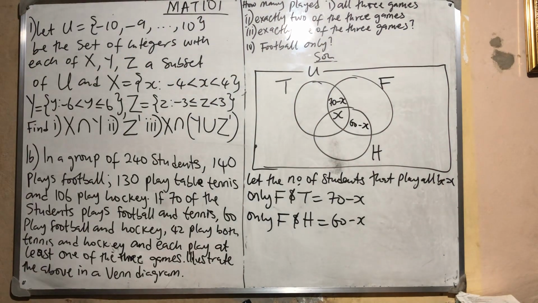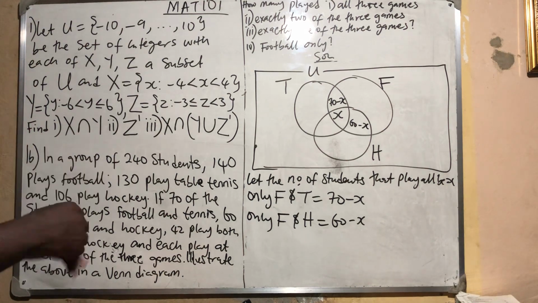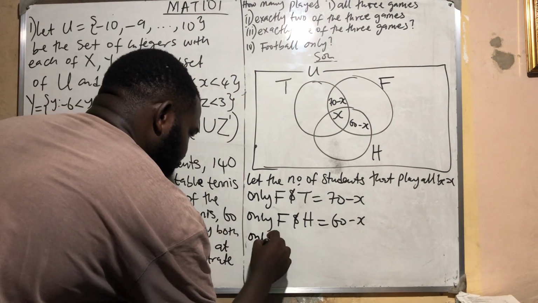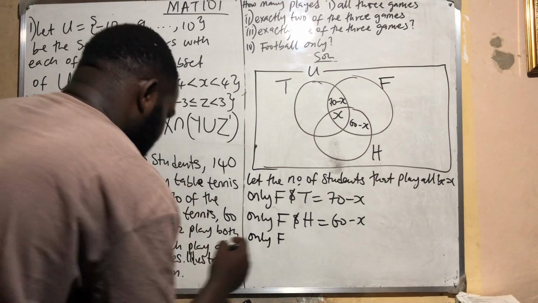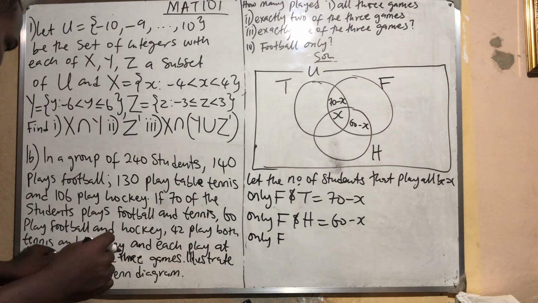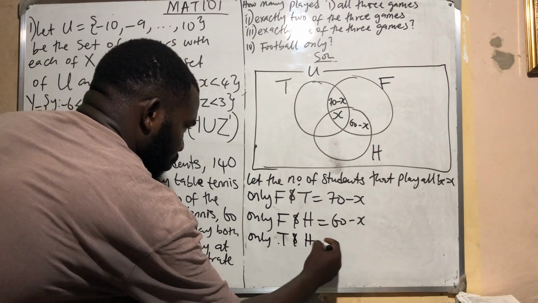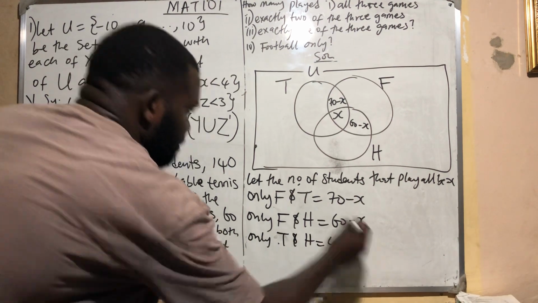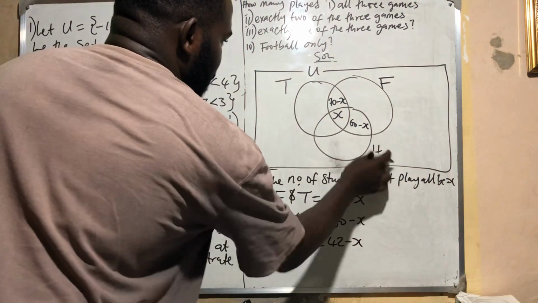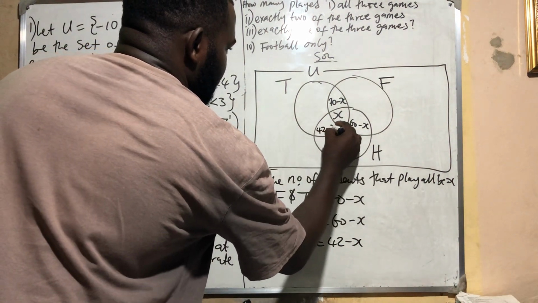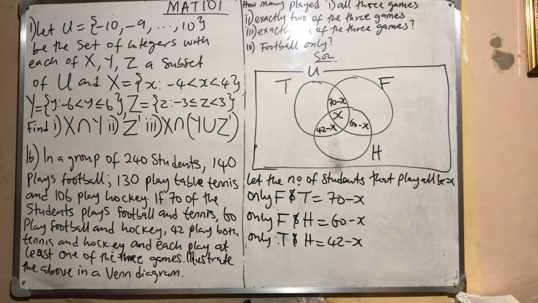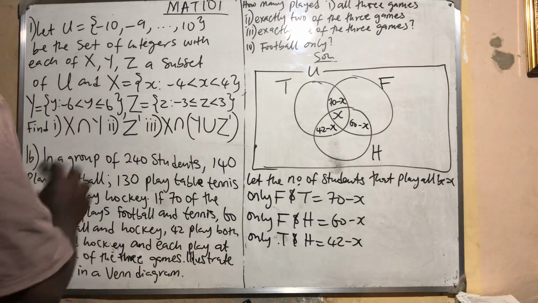All right. So the next thing you're going to look at is the next one. 42 play both tennis and hockey. They did not say only. So I will tell them only tennis and hockey. Only tennis and hockey will now be what? 42 minus the same x. I'll write it. Tennis and hockey is here, 42 minus x. You see that? So the next thing you need to get now, we are done with 2, 2, 2.